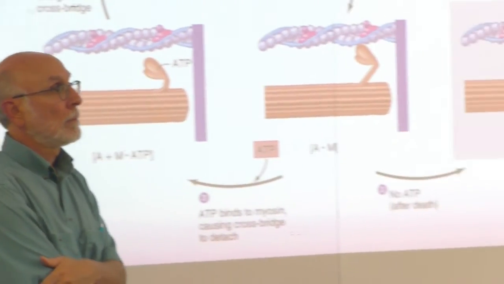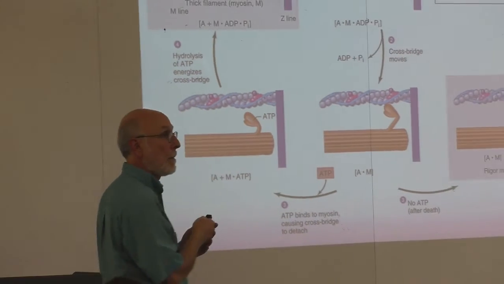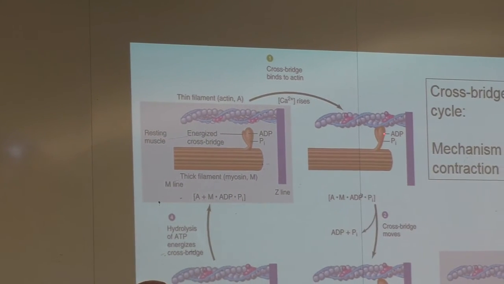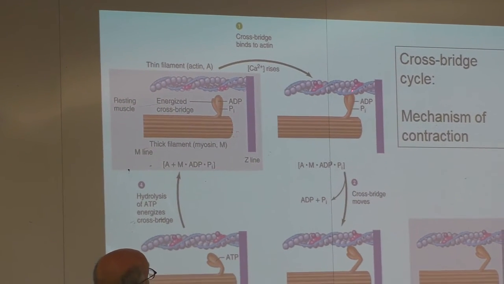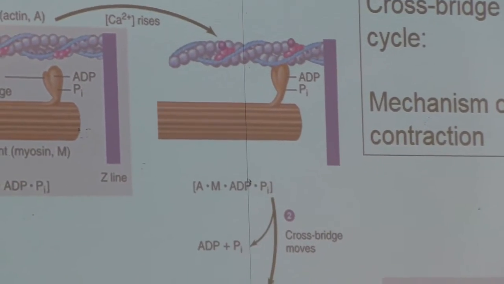Can you explain that last little bit again? Where the Z line gets closer? Right, so originally, let's start here. The myosin attached to this spot right here, and it pulled that spot this way.